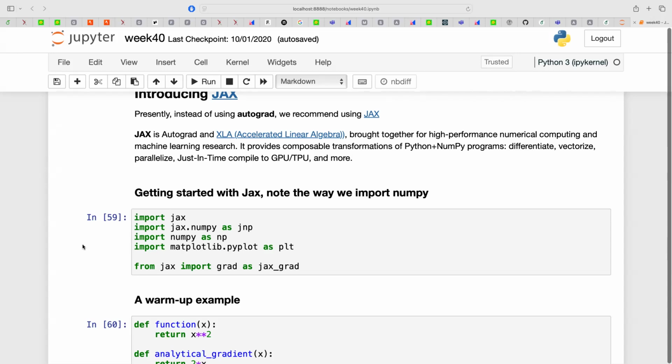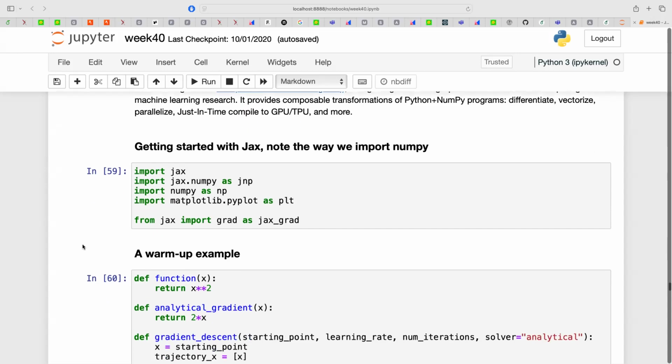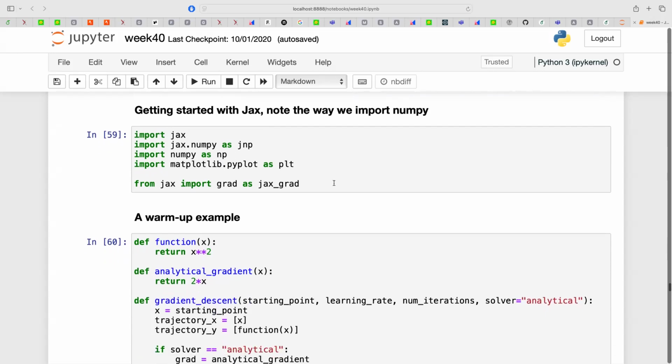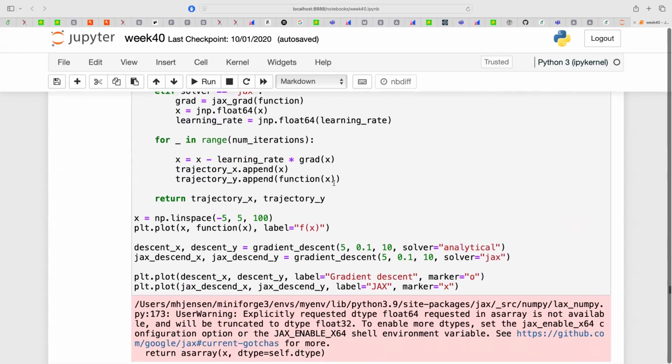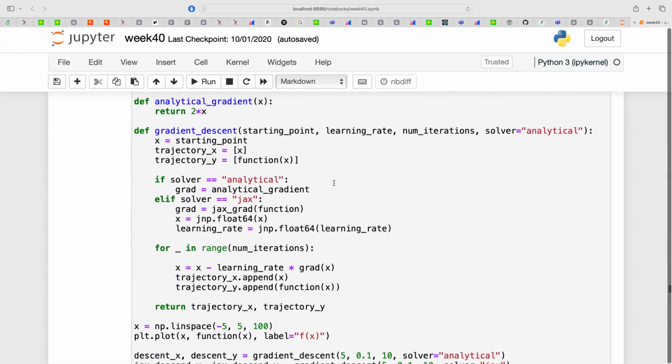And you can find examples on how to use JAX down in the slides here, and we are coming back to that. But what I want to do now is to switch back to the whiteboard and say a little bit about what's behind automatic derivation.